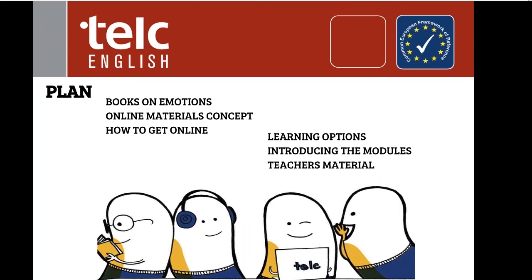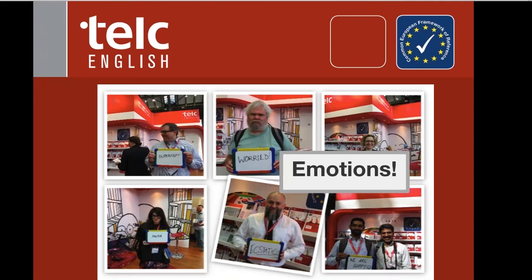And then we're going to look at the teacher's material. So we're going to do it step by step: how to get online, what is online, what the students can see and use, and then the teacher's material, how you can comfortably and confidently put it all together. Okay, how to make the most of these materials. That's the main objective. So let's talk emotions.